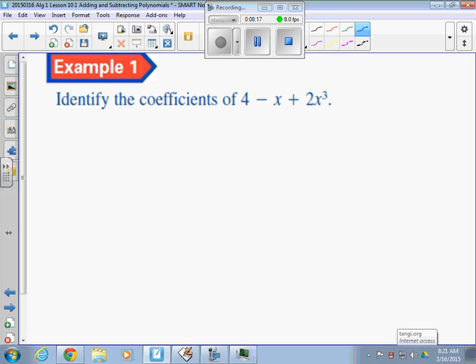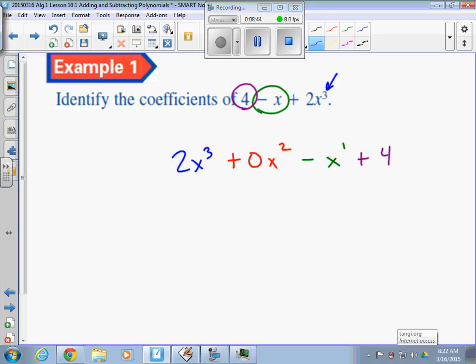Okay, first off, standard form, 3 is your biggest exponent. So 2x to the third. There is no x squared. You have to identify it as a placeholder, plus 0x squared. The next one is x to the first power, minus x to the first power if you need to write it. And then the last thing is the constant term, positive 4.